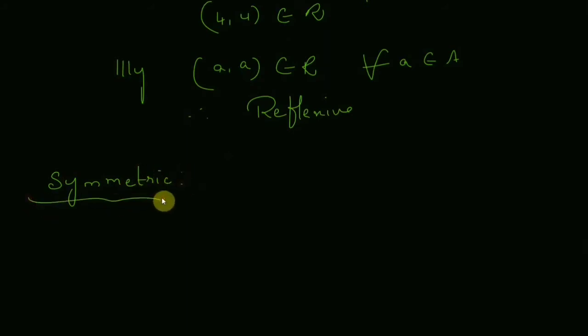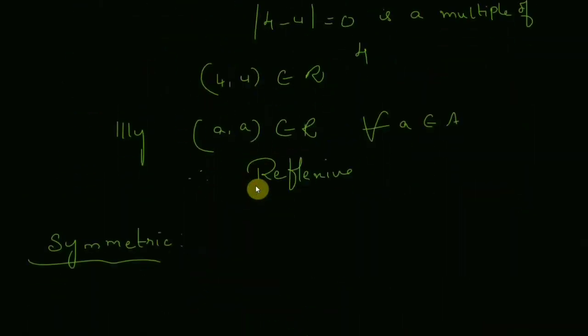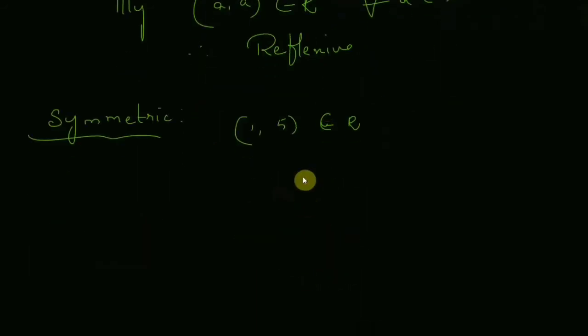What is the definition of a symmetric relation? If (a, b) belongs to R, the reverse pair (b, a) should be there in R. That is the definition of a symmetric relation. Now let us take an example. (1, 5) is an element of R. The reason is the modulus of 1 minus 5. What is the modulus of 1 minus 5? That is equal to 4.